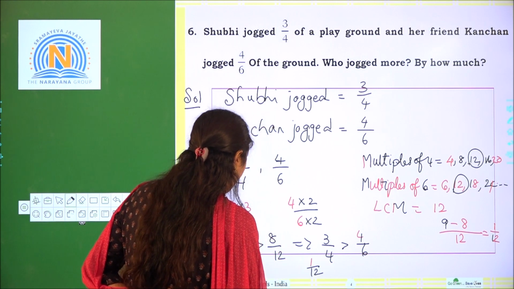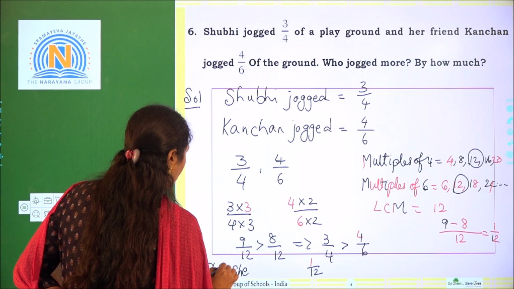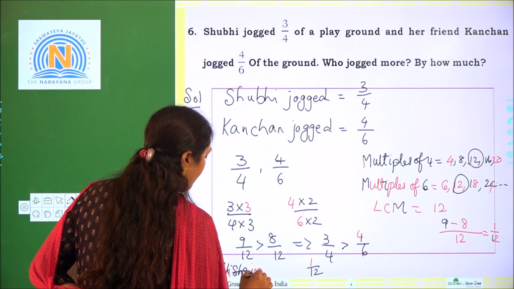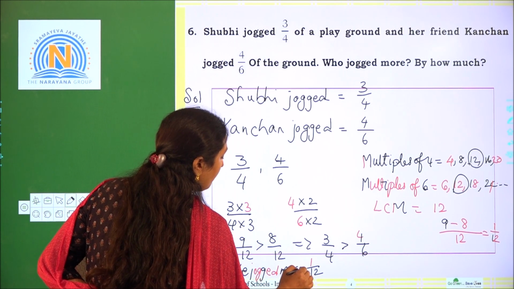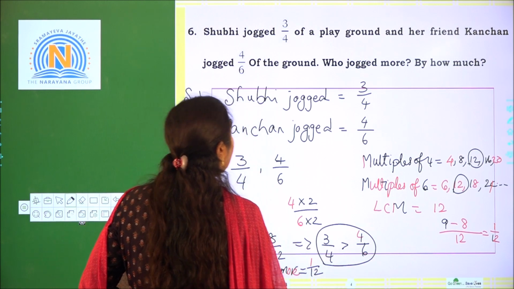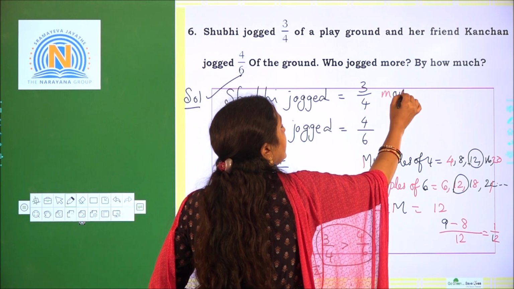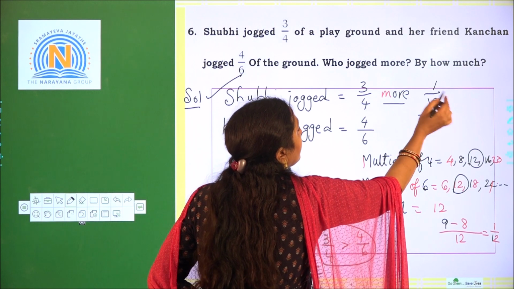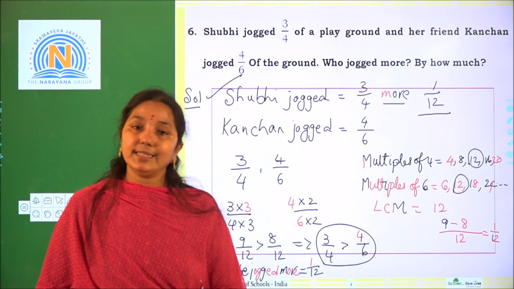So she jogged more by 1 by 12th fraction. She jogged more. How much part, children? 1 by 12th part jogged more. Got it, children? Once again, practice all steps. Thank you.